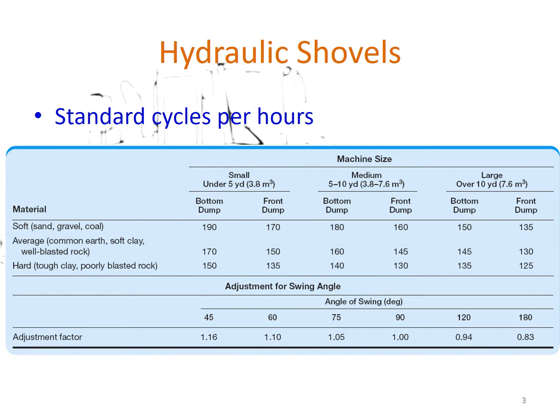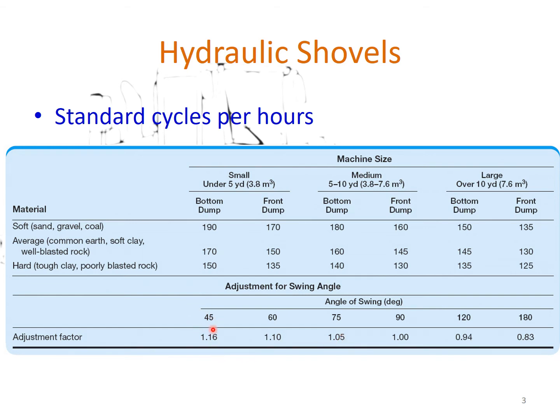To determine the production, which you will see in the next video, this is Table 3.6 in your Chapter 3. We also know the standard cycles per hour depend on the size of the machine, in this case the hydraulic shovel, and also the type of material: sand, common earth, hard clay, tough clay, etc. So we have that here. And then, like I said, the swing angle also affects the productivity.